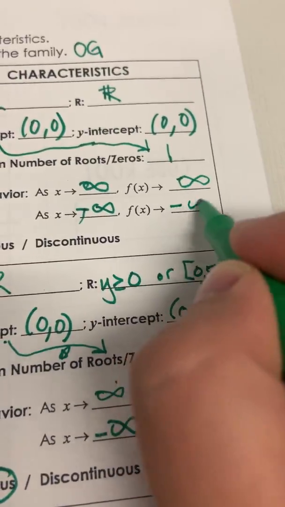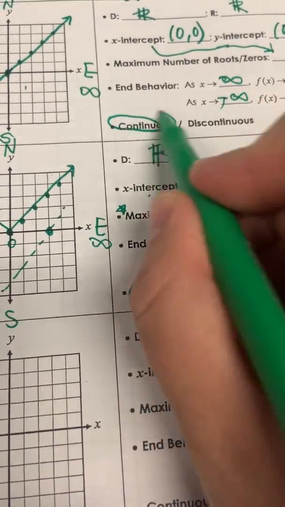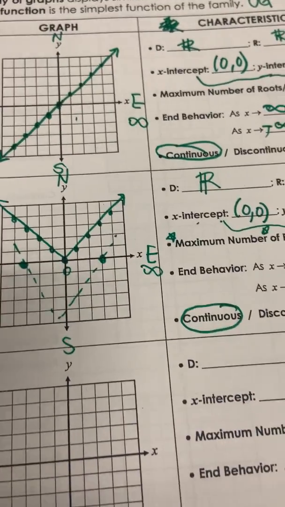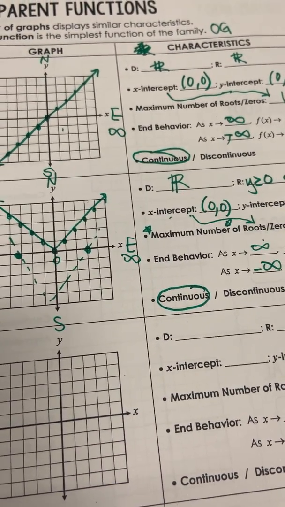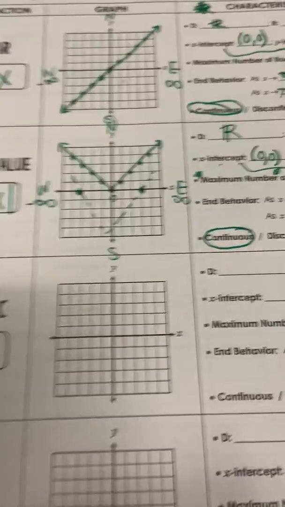And therefore, this is a continuous function. There's no breaks or anything in that particular graph. Once again, if you need to stop this and move along in order to kind of catch up, you may.